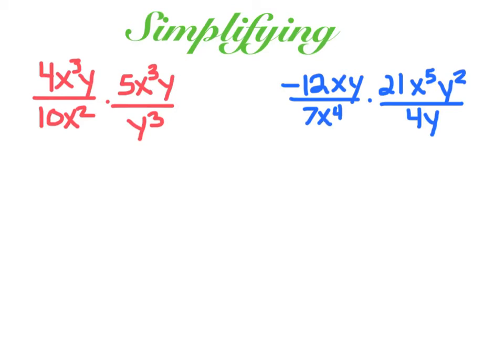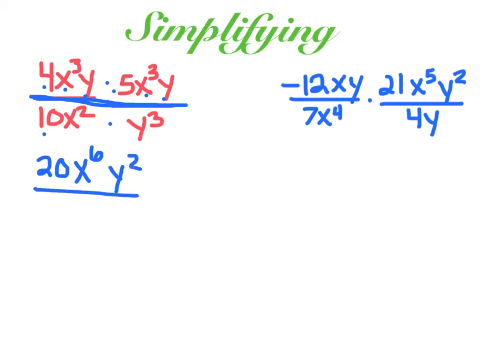Alright, so here we've got 4x cubed y divided by 10x squared times 5x cubed y divided by y cubed. When I'm multiplying, I'm basically putting it all together because it's just top times top and bottom times bottom, right? Alright, so I'm going to simplify the top. I've got 4 times 5 is 20. X cubed times x cubed, that means we're going to add our exponents and have x to the 6th. And then we have y times y is y squared.